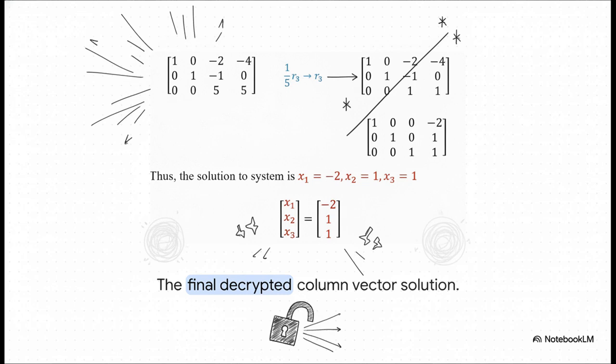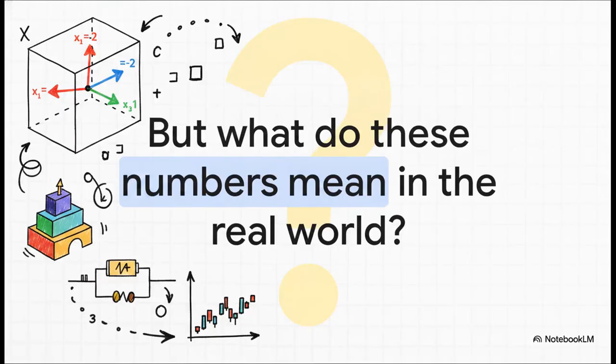And suddenly, out of the chaos of all those initial messy calculations, our matrix collapses into this remarkably clean, beautiful, decrypted solution. The first column is x1, the second is x2, the third is x3. Because of our diagonal of 1s, the matrix is literally screaming the answers at us. x1 equals -2, x2 equals 1, x3 equals 1. We completely cracked it. It's profoundly satisfying to watch those numbers fall perfectly into line, isn't it?